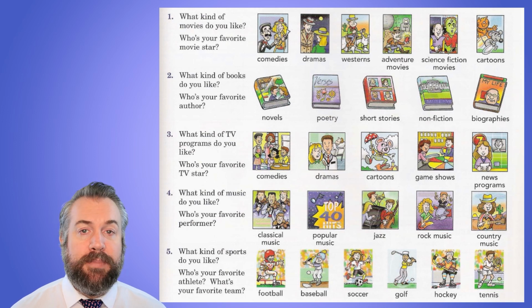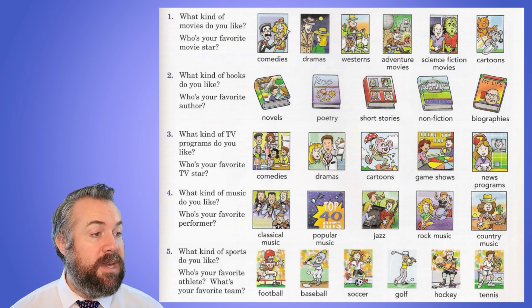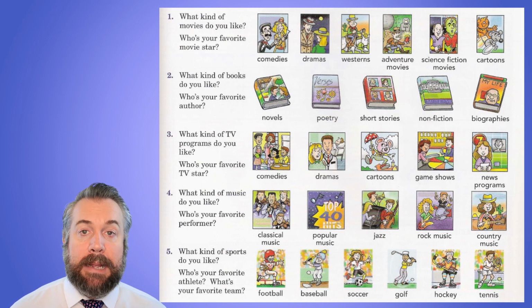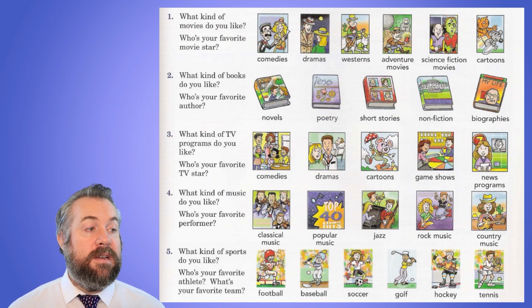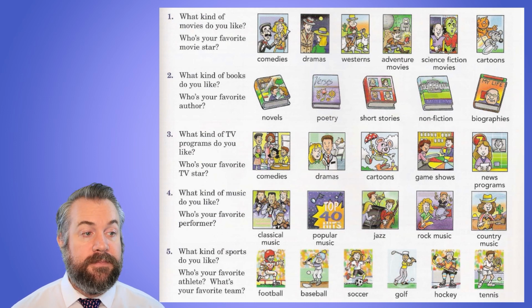Number two is books. What kind of books do you like? I like novels. I like poetry. I like short stories. I like nonfiction. I like biographies. There are a few choices. Who is your favorite author? I like Alain de Botton. My favorite author is Joanne Rowling.